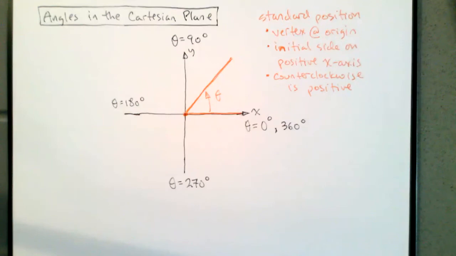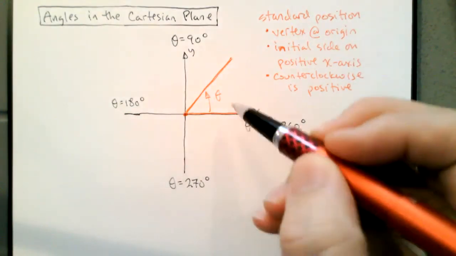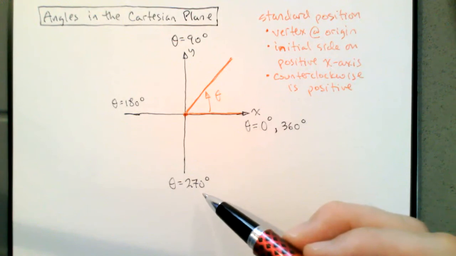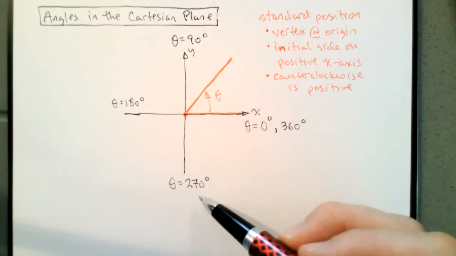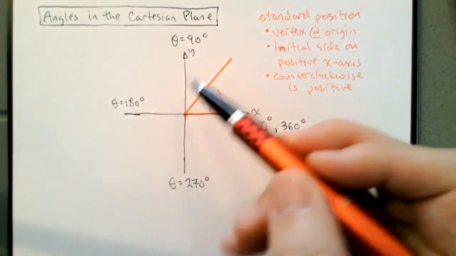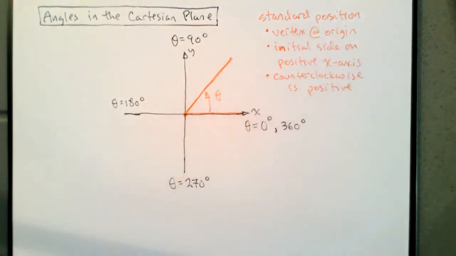If we go backwards, going clockwise, 270 degrees can also be known as negative 90 degrees. 180 degrees is also known as negative 180 degrees. 90 degrees can also be negative 270 degrees. So all these angles will have an infinite number of aliases.